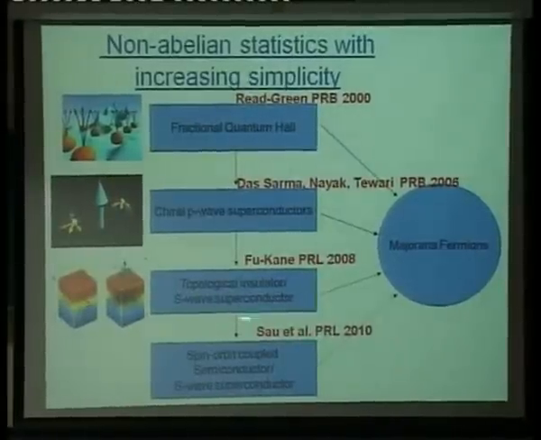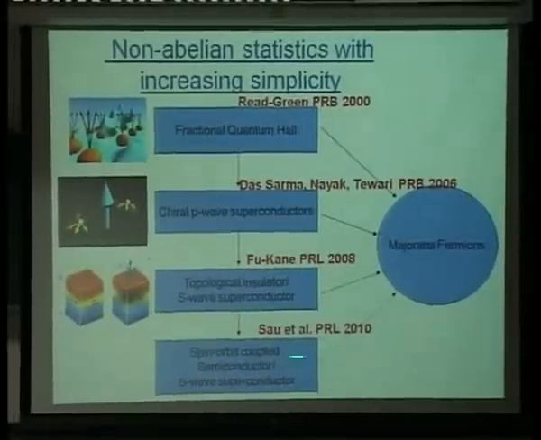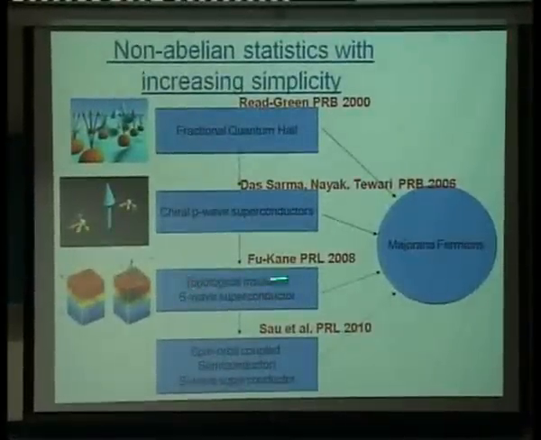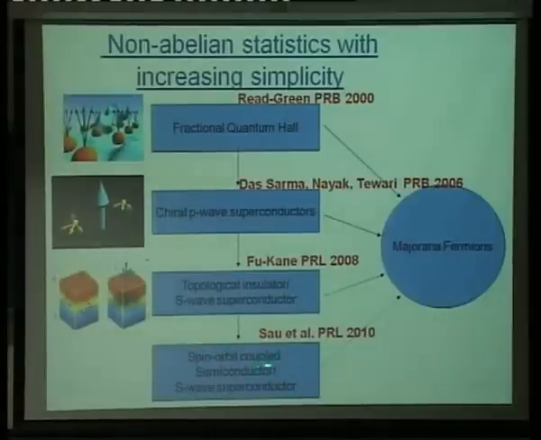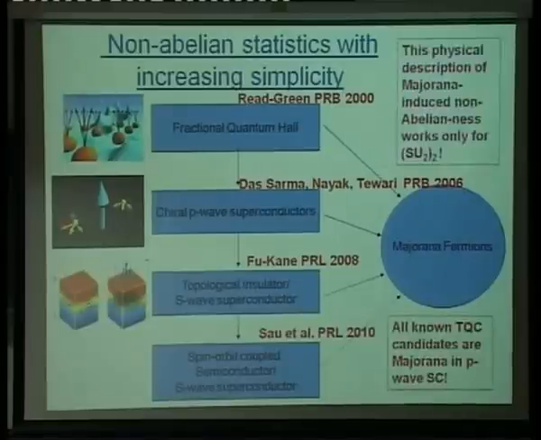then Jay Sau in Maryland simplified it, showing that a spin-orbit coupled semiconductor works. You don't even need a topological insulator. Because as you know, the topological insulator is a beautiful subject. The only problem right now is the systems are not quite insulators. There's a lot of crappy bulk conduction because of various defects, and as long as you have that, your Majorana will leak away. So Jay came up with the idea that all you need is a spin-orbit coupled semiconductor and an s-wave superconductor. That will do the trick also if you apply spin splitting somehow.